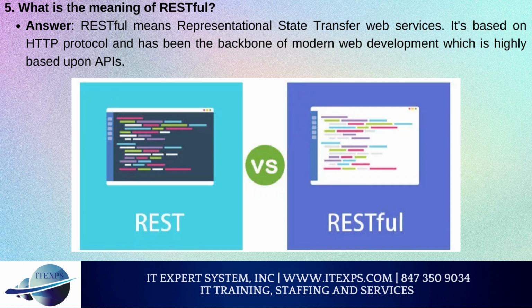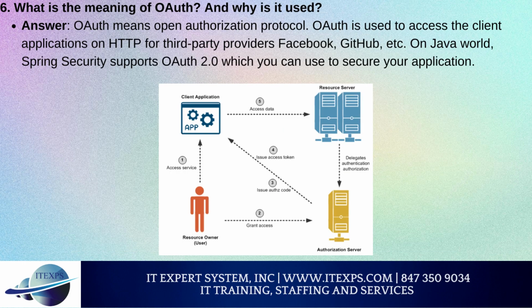6. What is the meaning of OAuth? And why is it used? Answer. OAuth means Open Authorization Protocol. OAuth is used to access the client applications on HTTP for third-party providers Facebook, GitHub, etc. on Java World. Spring Security supports OAuth 2.0, which you can use to secure your application.